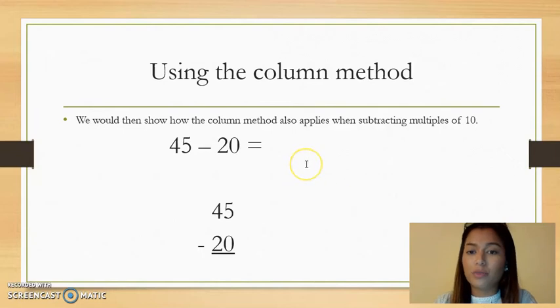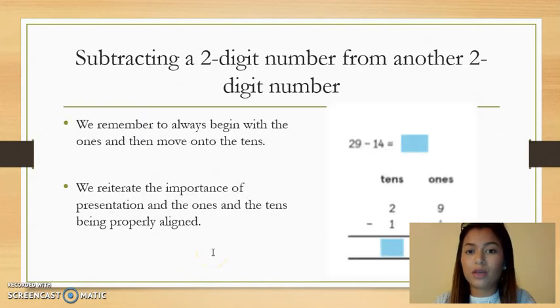So when using the column method, the method that we're going to use when we revisit subtraction later in the year, we could take a simple question and write it vertically like so, aligning the ones and the tens. 5 minus 0, 4 minus 2. When we're subtracting a two-digit number from another two-digit number, we have to make sure that they're properly aligned so that the numbers stand underneath the tens and the ones.